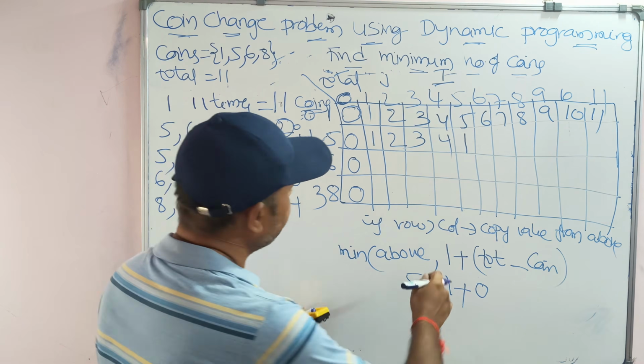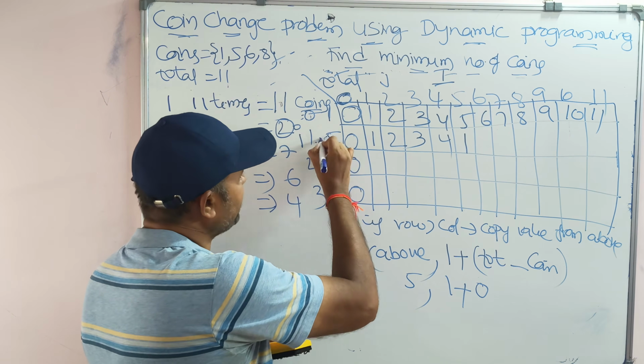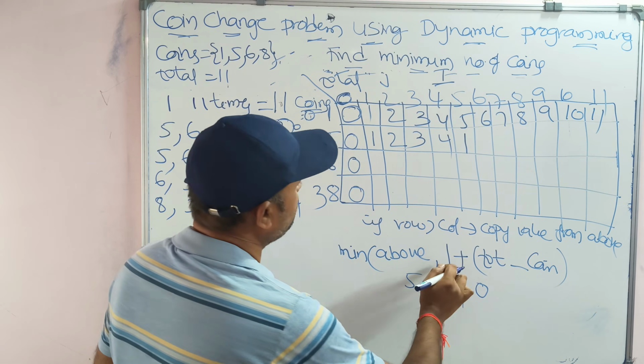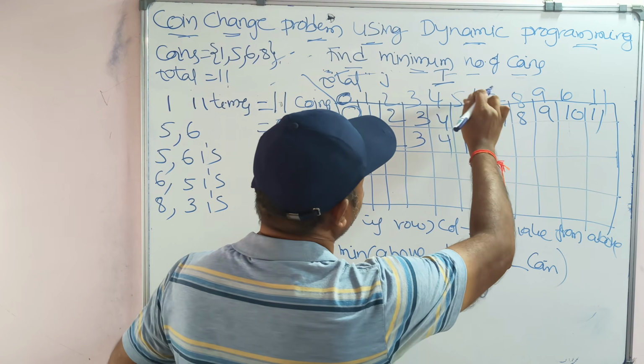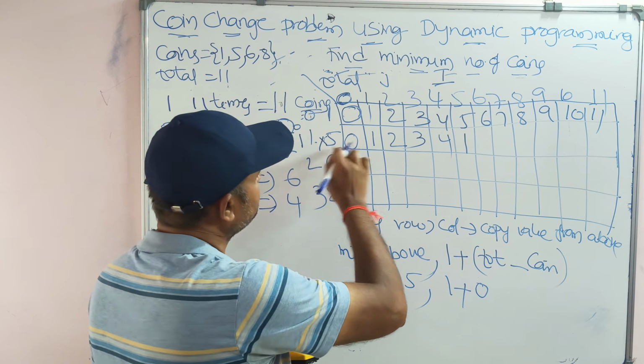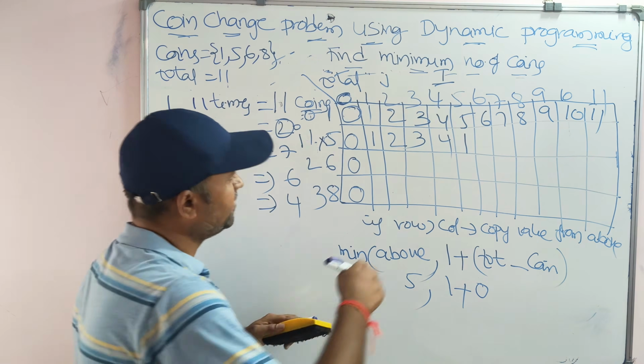Okay. So here, how are we writing the formula? First we are excluding this value, that means consider the above cell value. Above, comma, 1 plus this total minus coin. It will give the remaining total. So in the same row, go to that remaining total column.